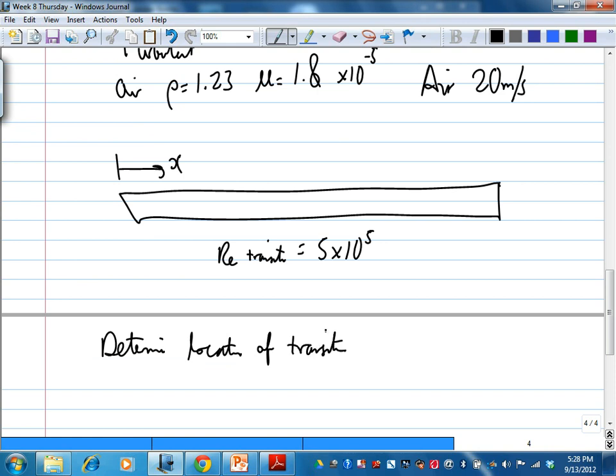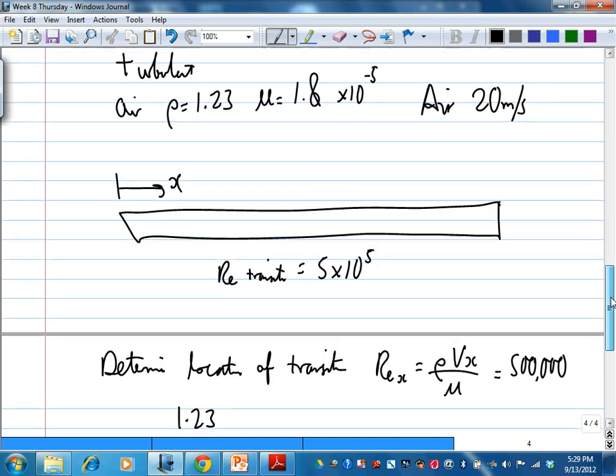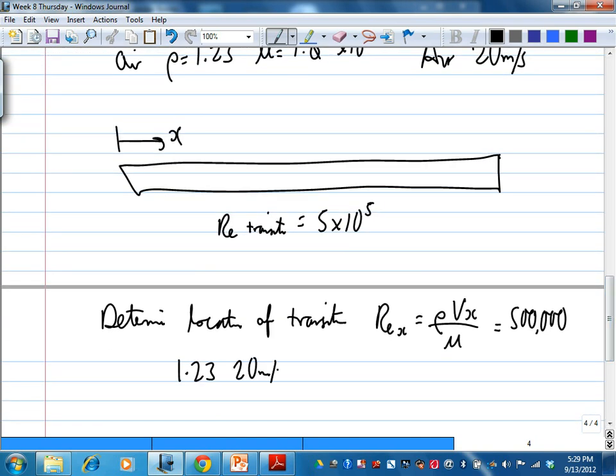Alright. So, Re_x is equal to rho V x over mu, and that is equal to, say, 500,000. In this case, rho is 1.23. Velocity, what is the velocity? 20 meters per second. Alright, that's about 60, 70 kilometers an hour. x over mu, 1.8 by 10 to the minus 5, is equal to 500,000. Okay, what is X? Someone punch into the calculator in meters.